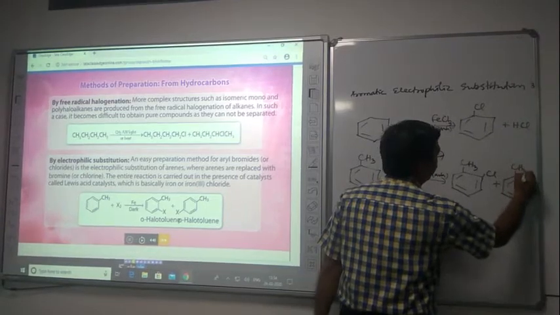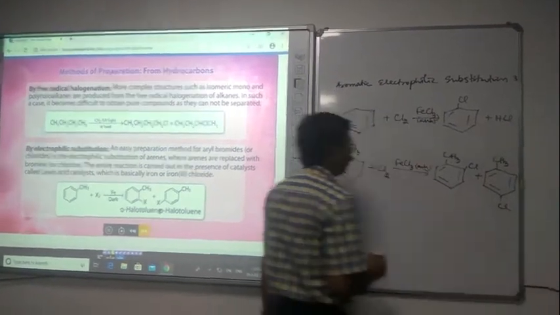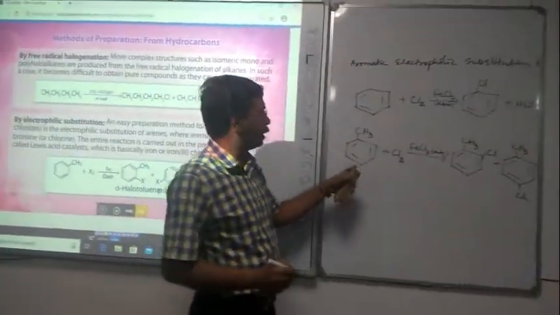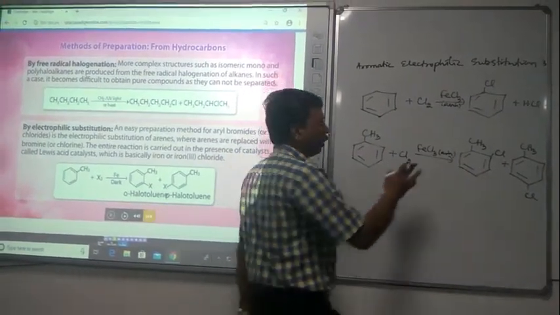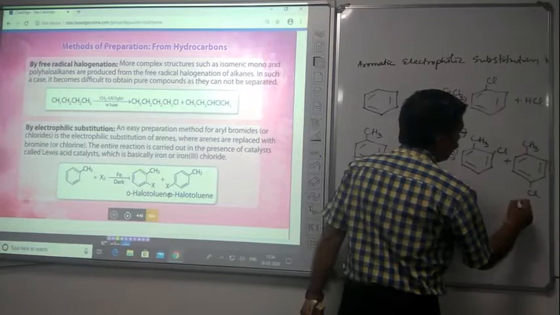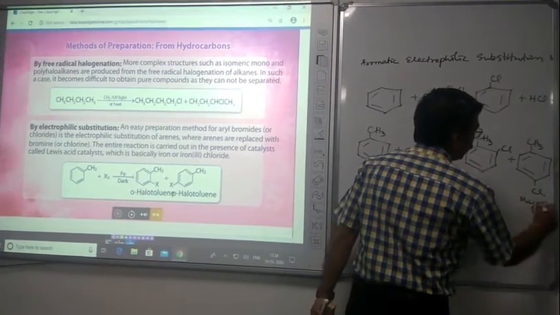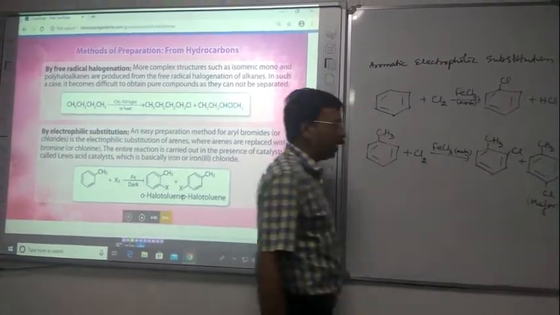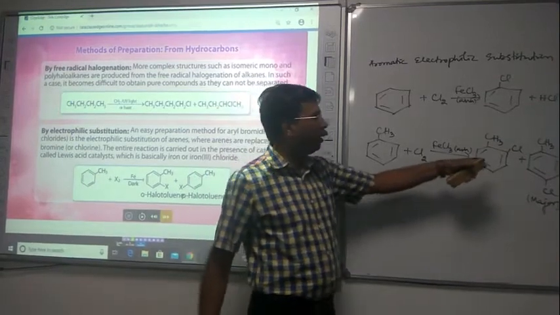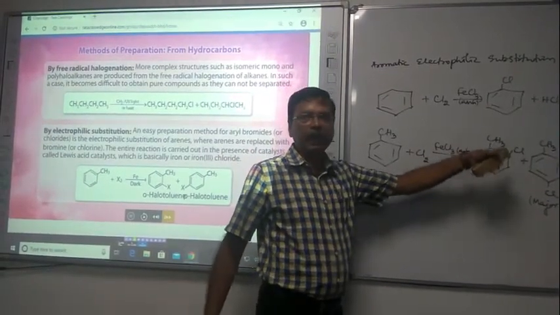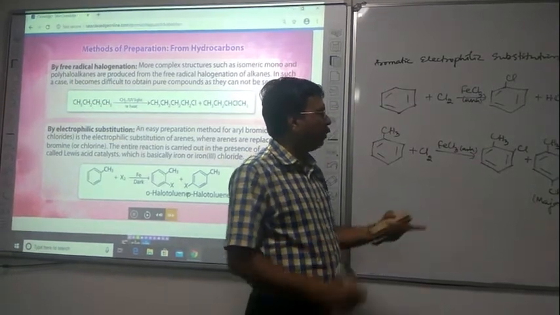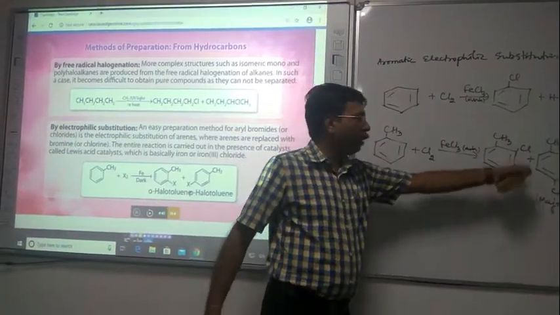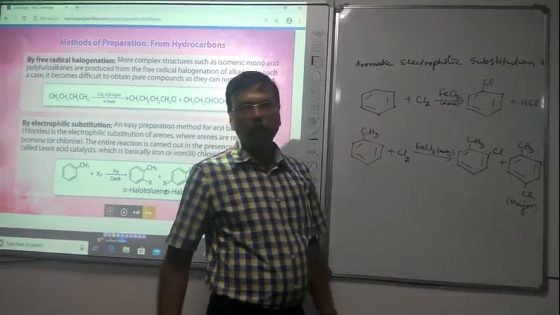When we start with toluene and go for the substitution reaction with chlorine in presence of FeCl3, we get a mixture of orthochloro plus parachloro, and parachloro is the major product. Parachlorotoluene is obtained as the major product because of the steric hindrance, steric repulsion at the ortho position. So the majority of the product is parachlorotoluene.